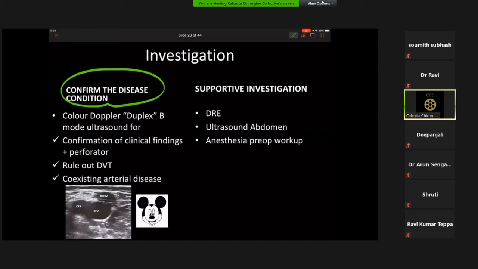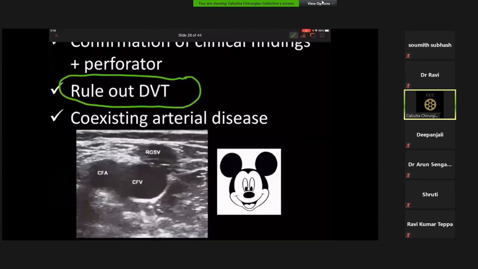But now, to rule out a deep vein thrombosis, it is good to do something called a color Doppler D-mode ultrasound, which is going to show you the lumen of the deep vein, the flow direction, and an examiner's favorite question sometimes, something called the Mickey Mouse.